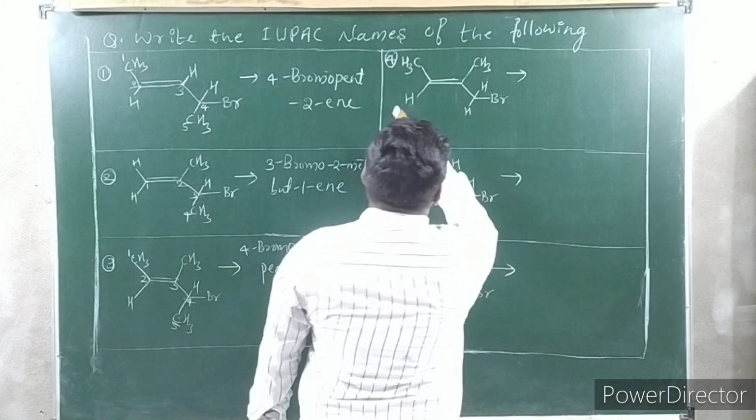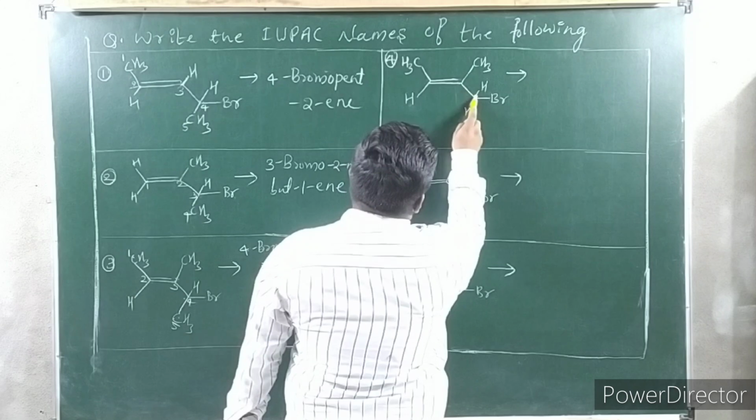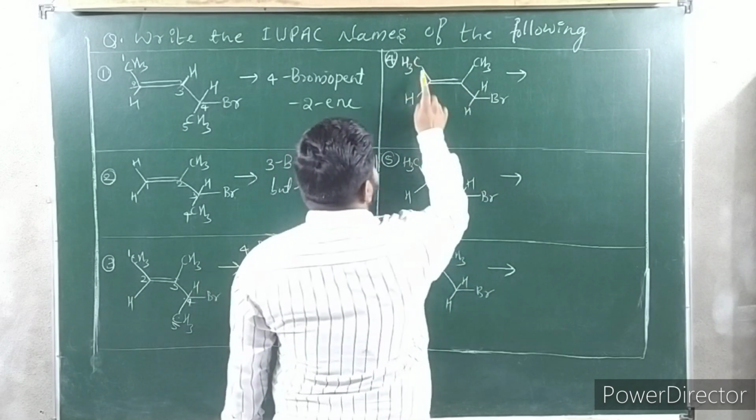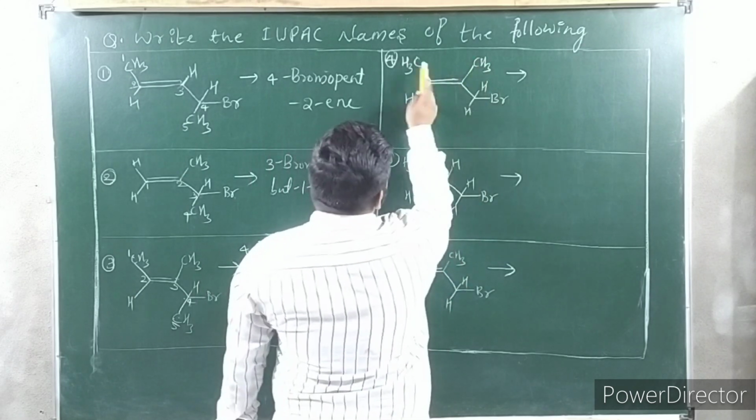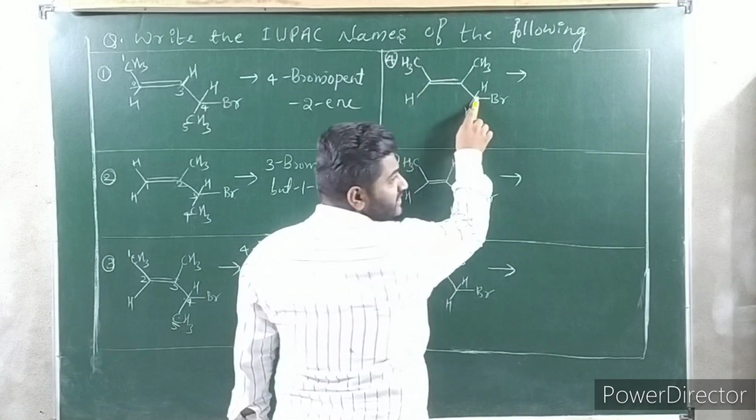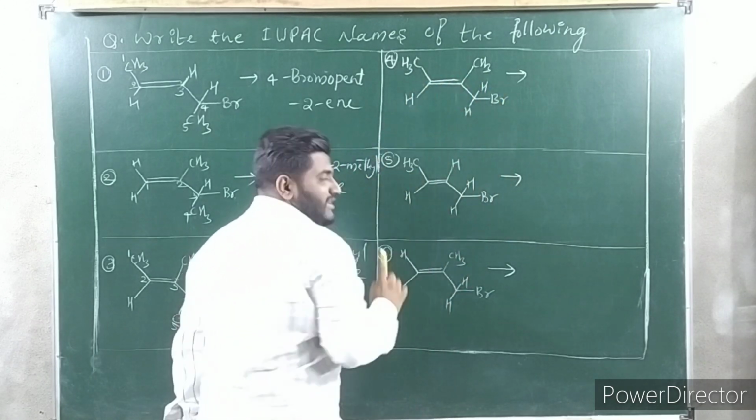See here, how many carbon atoms are there? 1, 2, 3, 4. This is one way. 1, 2, 3, 4. This is another way. So 1, 2, 3, 4. If you go in this way, bromine also comes and double bond also comes.